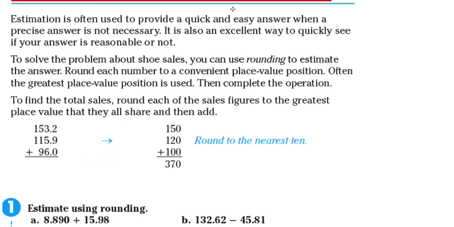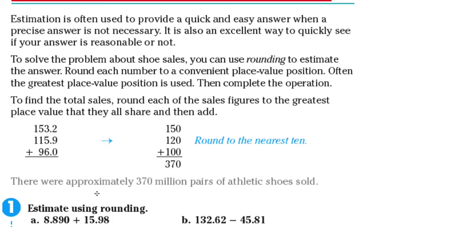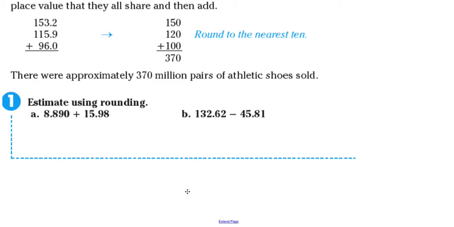So they share the greatest place value position. In this case, they share the tens place, and that's where we round the numbers. So we add 150, 120, and 100, and it ends up at 370. So approximately 370 million pairs of athletic shoes were sold. Okay, so let's move on to example number 1 and see how this works.